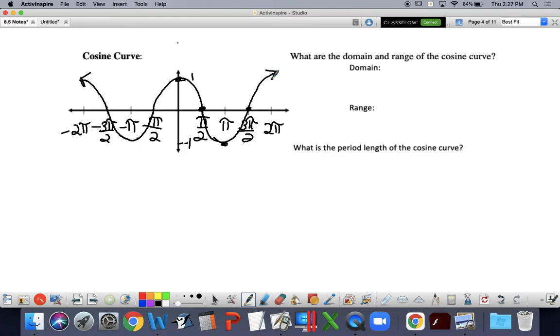And I have a very similar answer to all 3 of these questions, right? My domain is all real numbers. My range goes from negative 1 to positive 1. And the period length just looks slightly different, but it is still a full 2 pi, right? One whole time around the unit circle is going to give me all the positive and negative values that I need for this function.